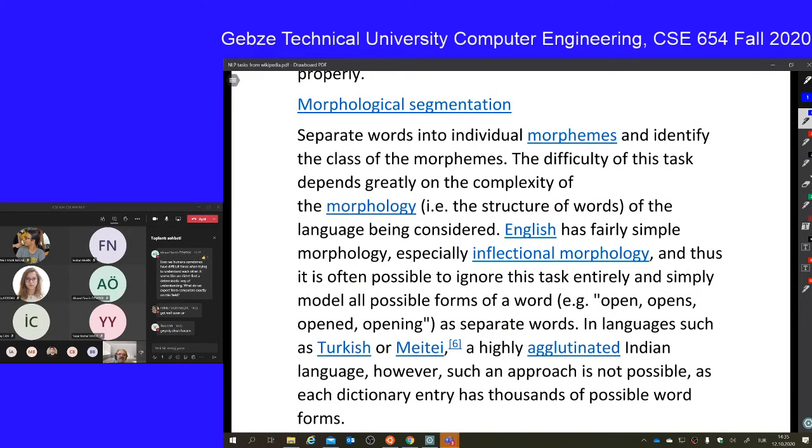You separate the words into morphemes, okay? What do you mean by morphemes? The smaller parts of a word, for example, the stem of a word, the root of the word, then the suffixes, okay? In English, this is not a very big problem because what can happen with the word open, with the inflectional morphology, çekim ekleri, okay? All you can do is open, opens, opened, opening. That's what you can do, right?